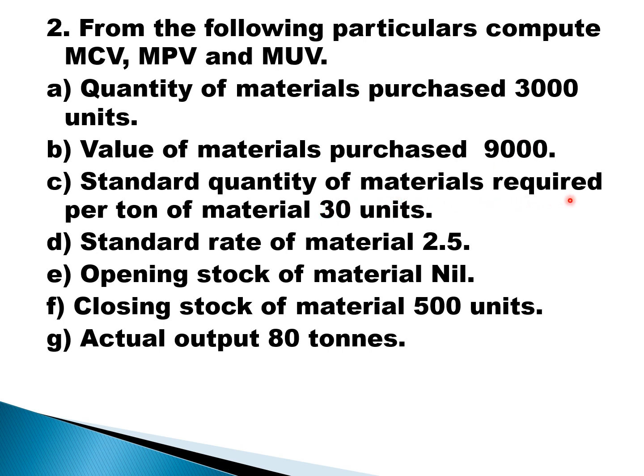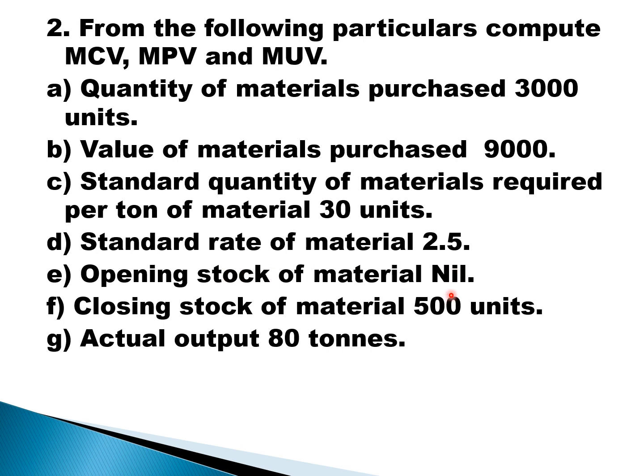Standard quantity of material required per ton of material is 30 units. So for 1 ton, it's 30 units. This is called SQ. But it is SQ for 1 ton. But our problem is not 1 ton. Our problem is 80 ton in the last point. So SQ is given for 1 ton. Convert for 80 ton. So 1 ton, 30 units. 80 ton, how many units? Standard rate of material is 2 rupee 50 paisa.